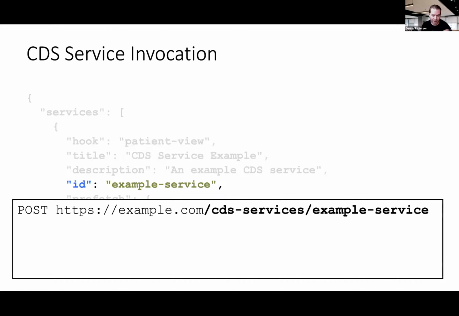So correlating these ID fields here, if the discovery endpoint returns that the ID is example-service, that means the CDS client knows that it can issue an HTTP POST to example.com/cds-services/example-service. That's how it knows where that lives.